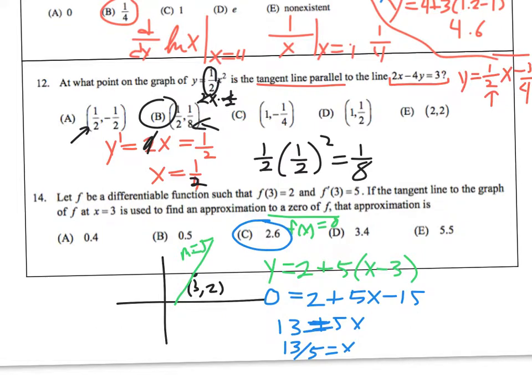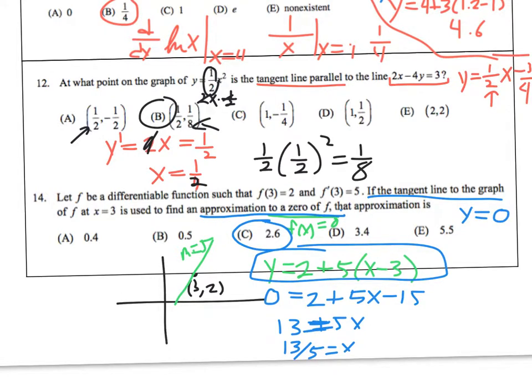So just kind of backing through that, we had to find the tangent line to the graph. That's what this guy was. And then we had to find an approximation to a 0. That's what told me that y had to be 0 there. So they're asking us to use the tangent line to plug in y equals 0 and then solve from there.